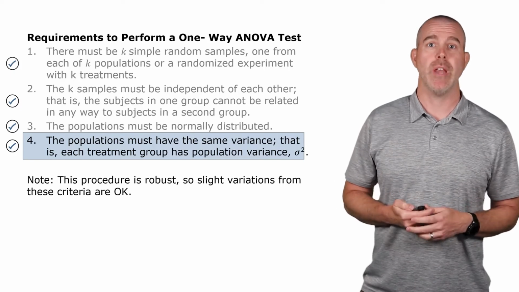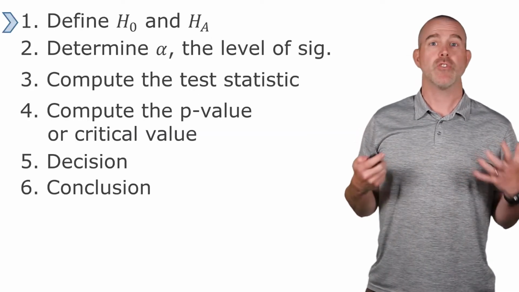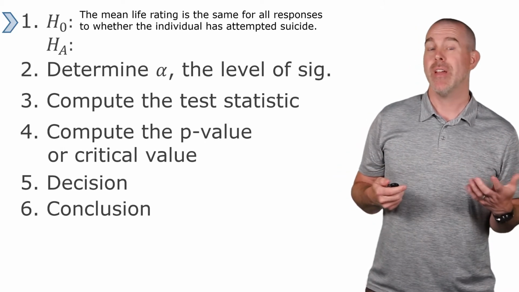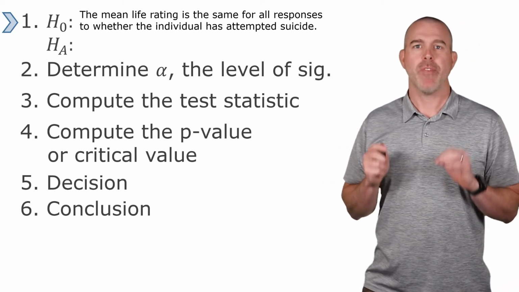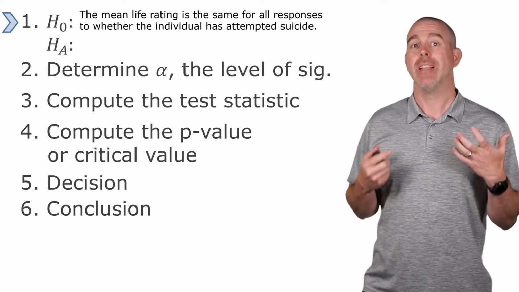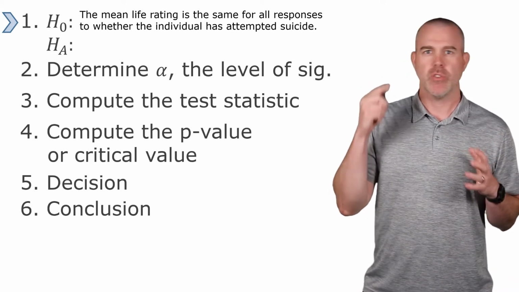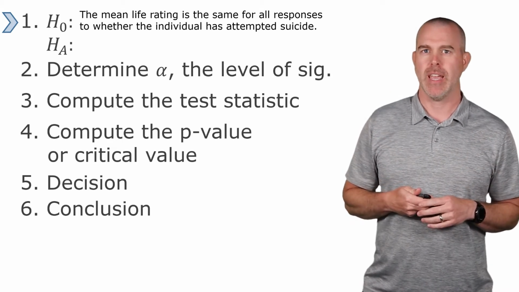We should be able to do an ANOVA test. So let's dive in and try this hypothesis test. You know the steps by now. Our null hypothesis here is that the mean is the same for all the groups. In this case, it's the mean life rating should be the same whether the individual has attempted suicide and all the different responses they could have there.